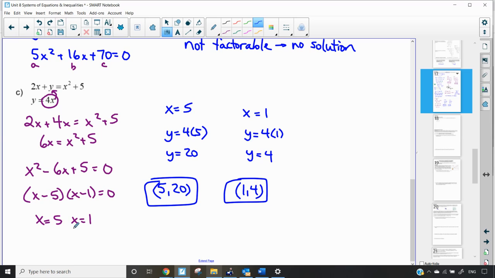Now, it is really important that when you're doing your solutions, you don't mix up your coordinates. I've seen it happen quite a few times where students will have x equals 5 and y equals 20, but then they'll write their coordinate as 20, 5. It's really important that it's written x, y.